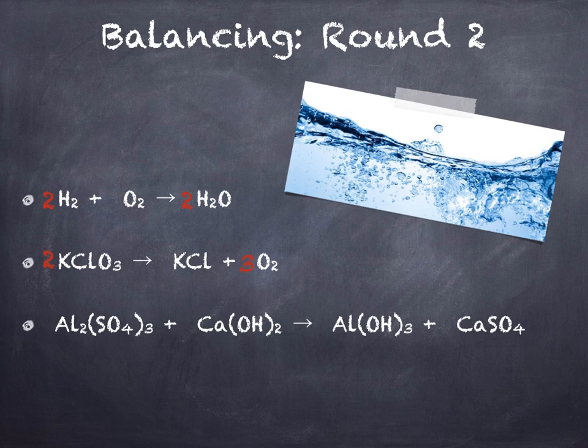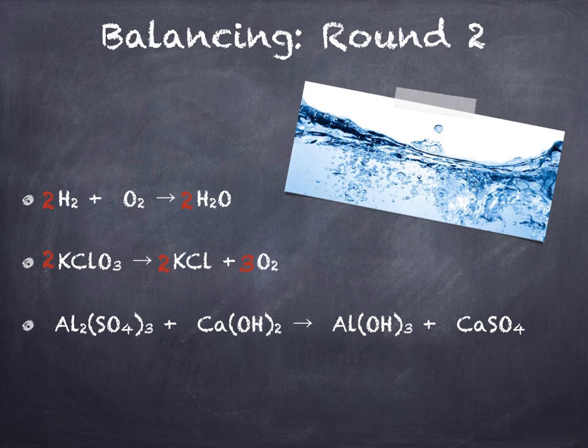But because we did this, we kind of screwed up the system in terms of potassium and chlorine, so we have to balance that too. We notice that there's 2 potassiums and 2 chlorines on the reactant side, so we put another 2 on the other side as well, balancing the equation.